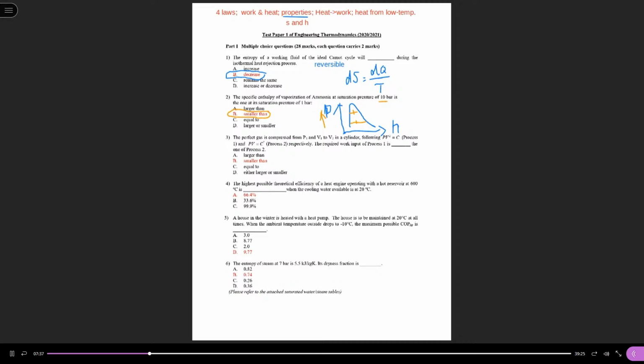Then what about the third question? I think I asked you to work on it through your assignment. So next time we will work on assignment number 1 together. For this question, I asked my PhD students to help in marking the assignment.